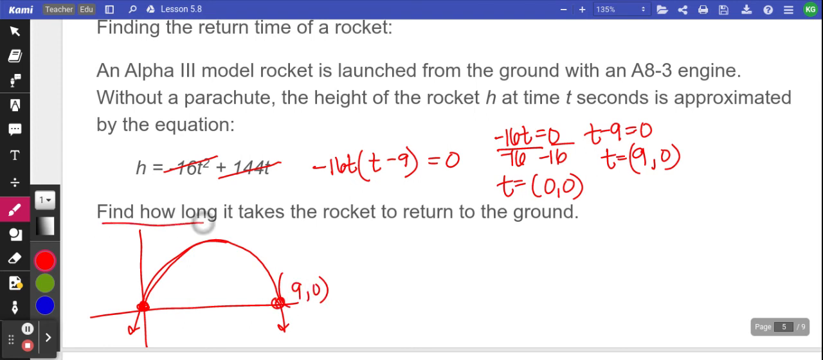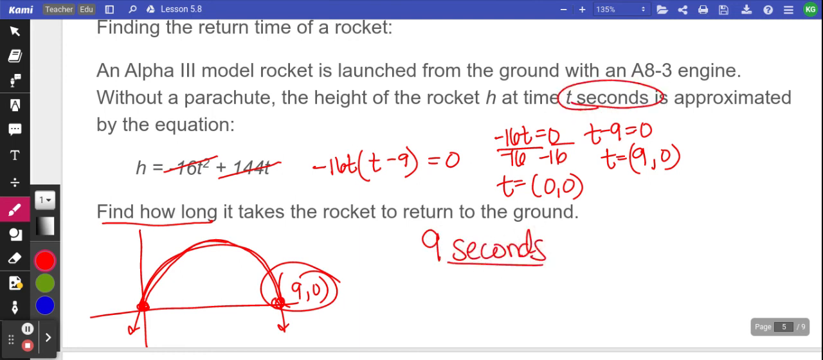So my question is, how long do you think it will take for the rocket to return to the ground? 9 seconds. And I know my label is seconds because up here it tells me seconds is the time.